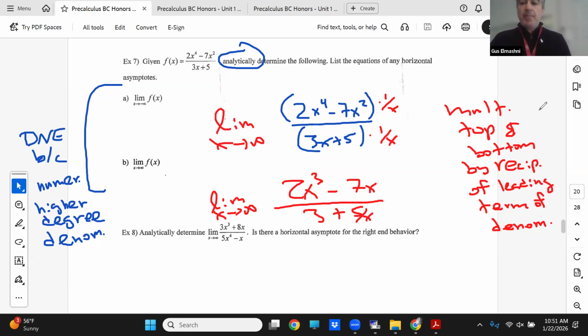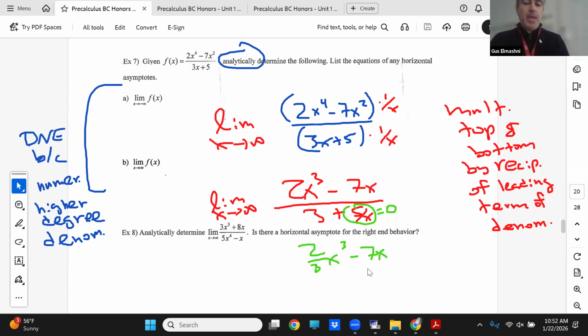So the bottom goes away. Why is that equal to 0? Because 5 over a large number, what's 5 over a large number? 0. It just goes away. So you wind up getting 2/3 x cubed minus 7x.